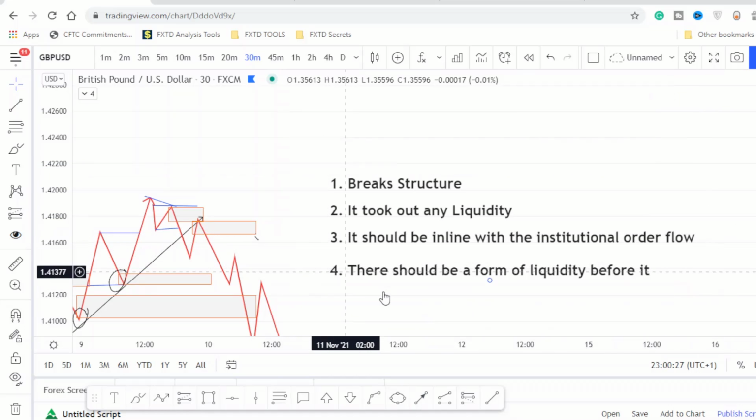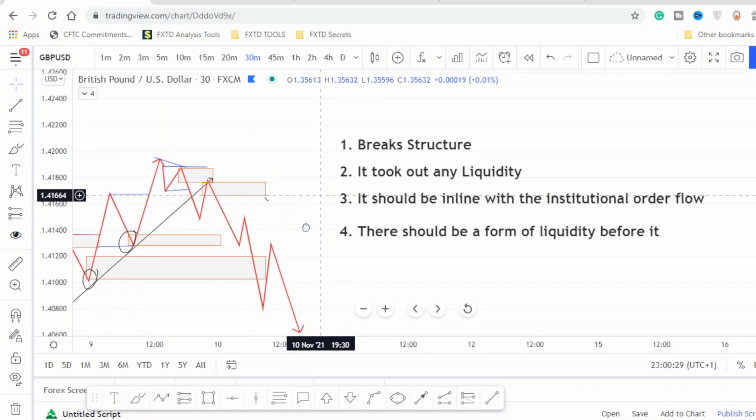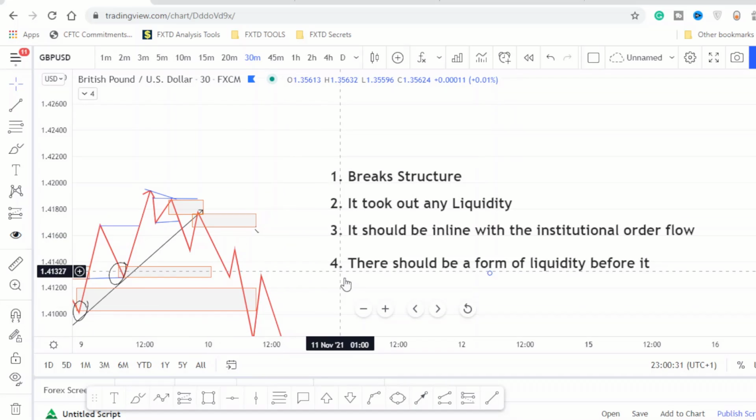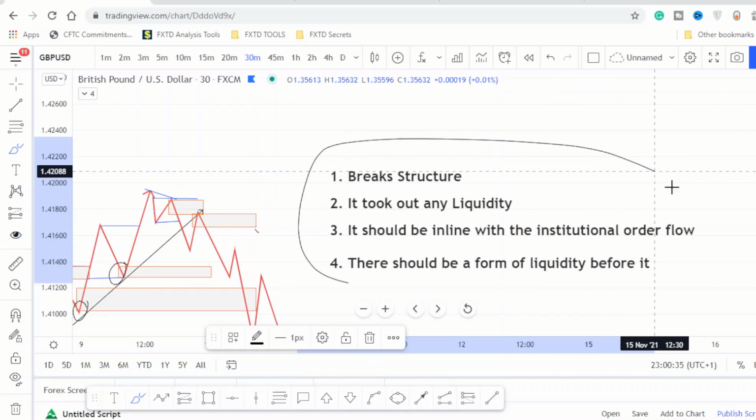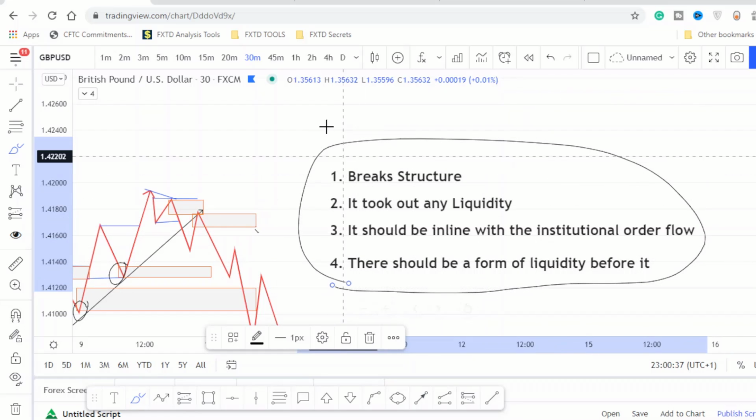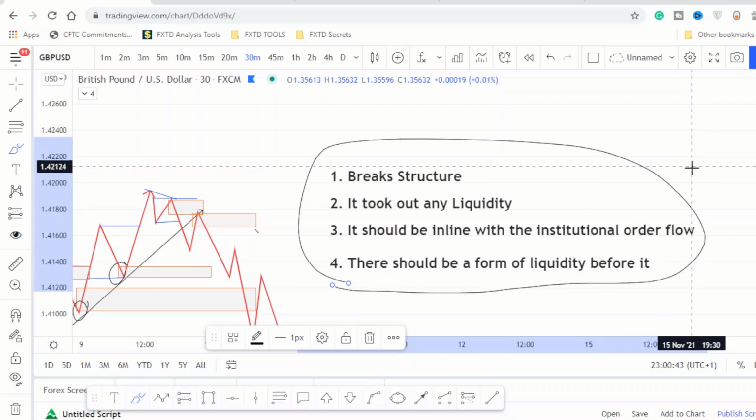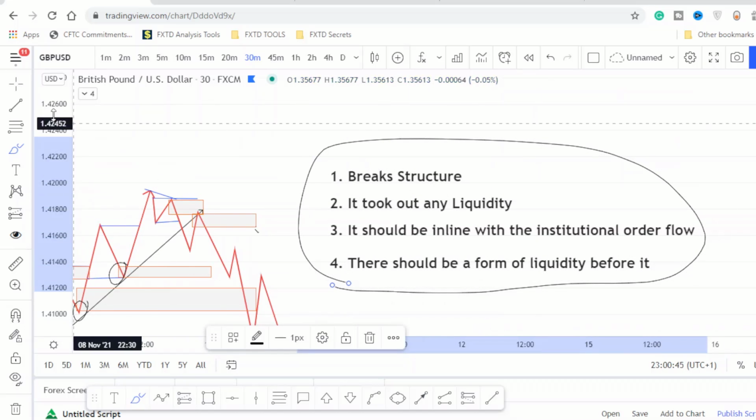Believe me guys, once you're able to have these four things, you are going to scale up in profit. Ensure that you testify on the Telegram channel, okay? Ensure you do that. So once you have this break of structure, it took out liquidity, it should be in line with the institutional order flow, and there should be a form of liquidity.